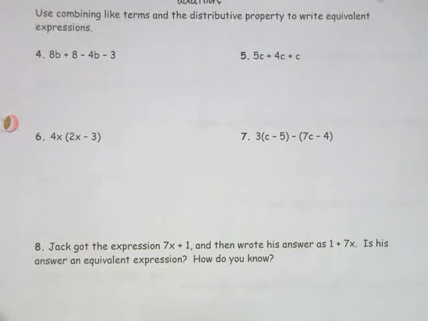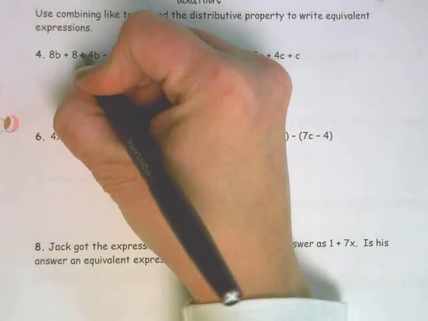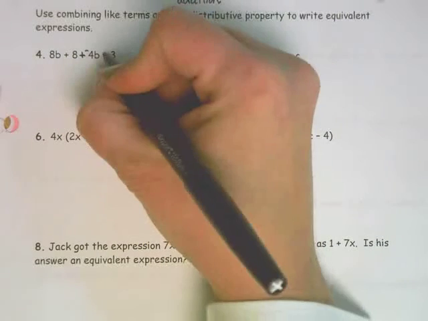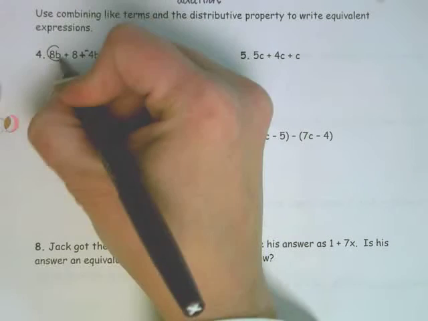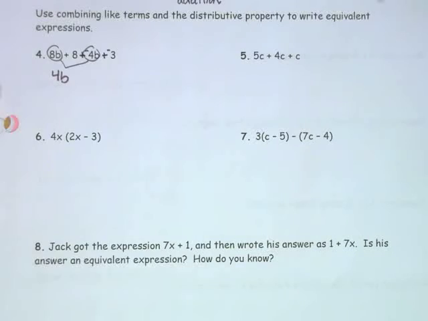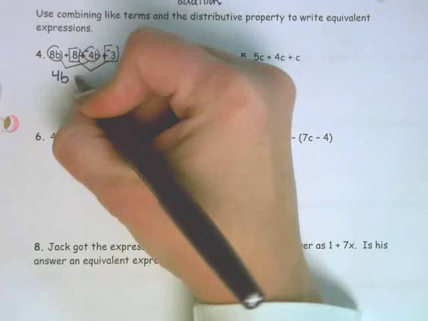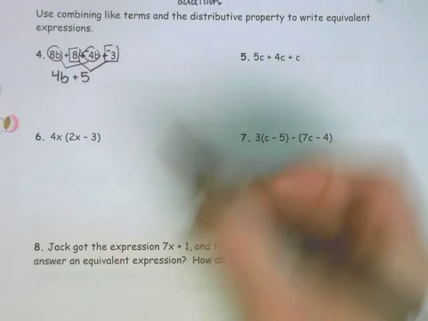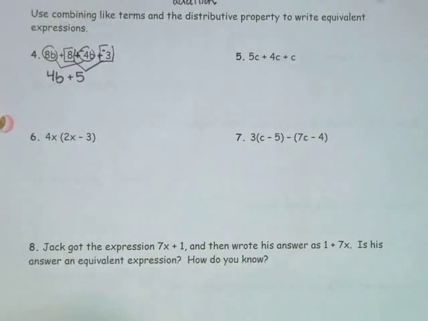All right, so if you've started this up, I'm assuming you are done with 4 through 8. Let's go ahead and check these really quickly. In number 4, I'm going to change all my subtraction to adding the opposite, plus a negative 4b plus a negative 3. And I'm going to look for like terms. 8b and negative 4b would be positive 4b. And I've got some constants here. 8 plus negative 3 would be 5. So we've got an equivalent expression here that we got by combining like terms.